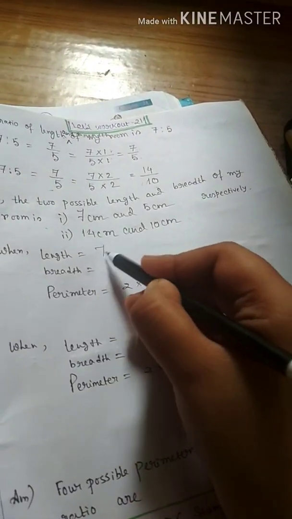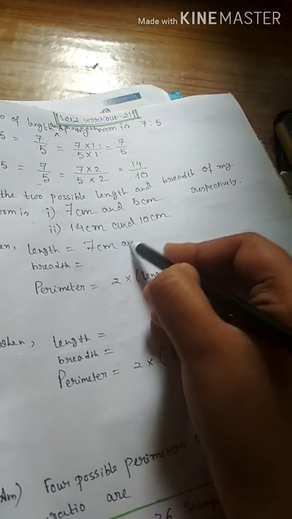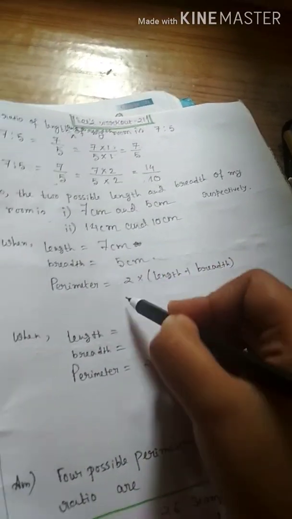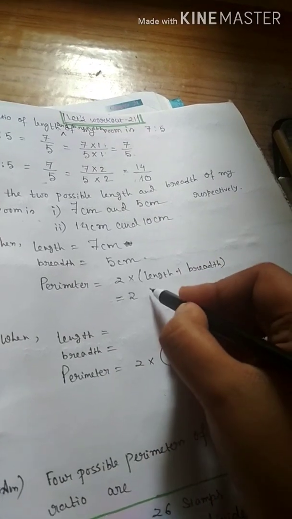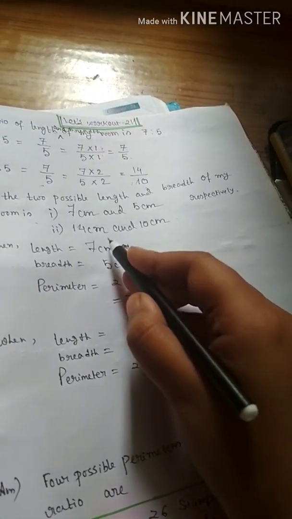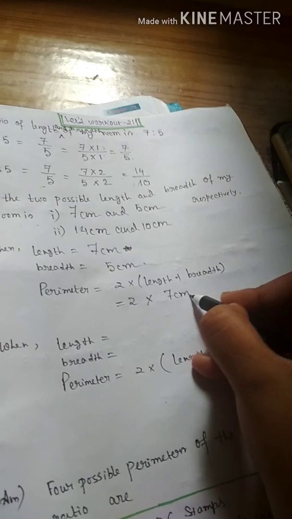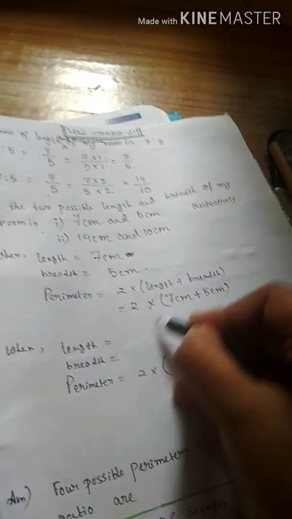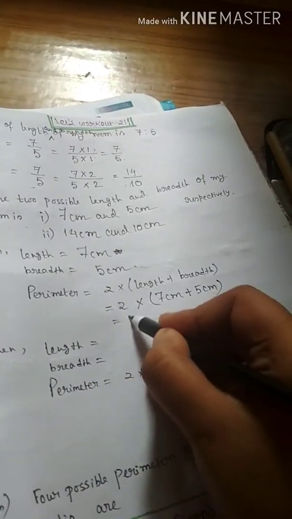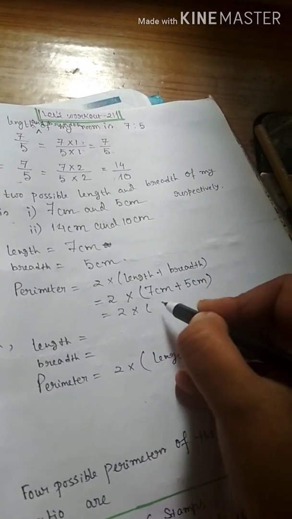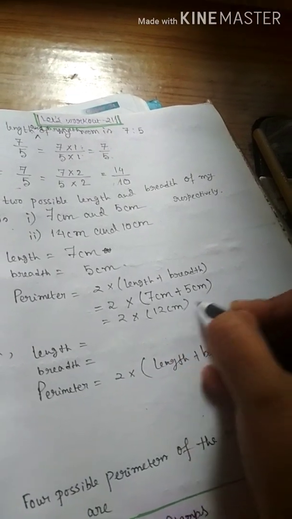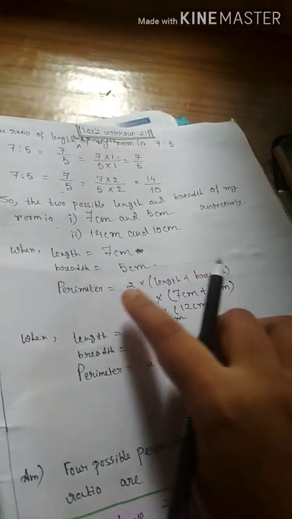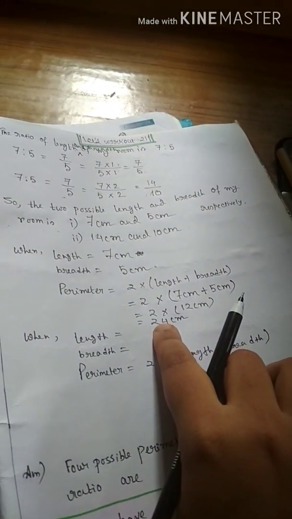When length is 7 centimeter and breadth is 5 centimeter, perimeter equals 2 into (length plus breadth), equals 2 into (7 centimeter plus 5 centimeter), equals 2 into 12 centimeter. That equals 24 centimeter. So, one possible perimeter we have found.